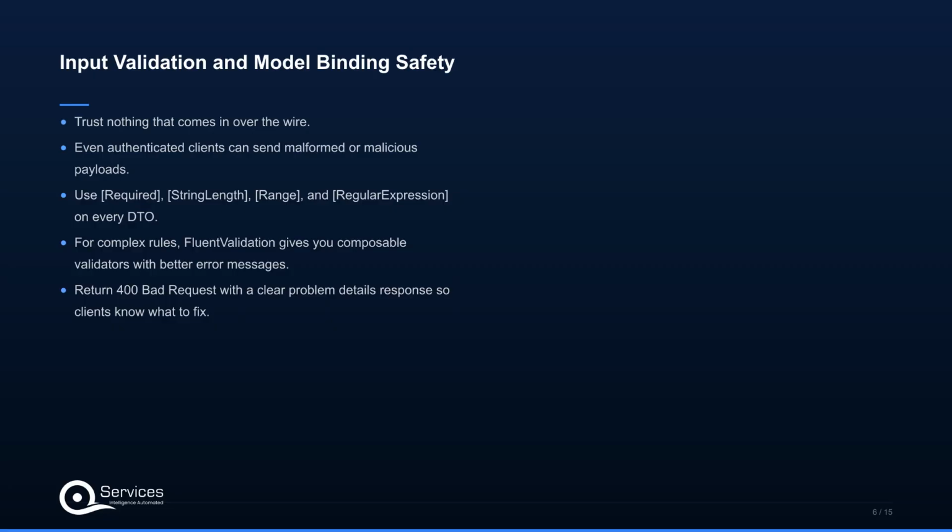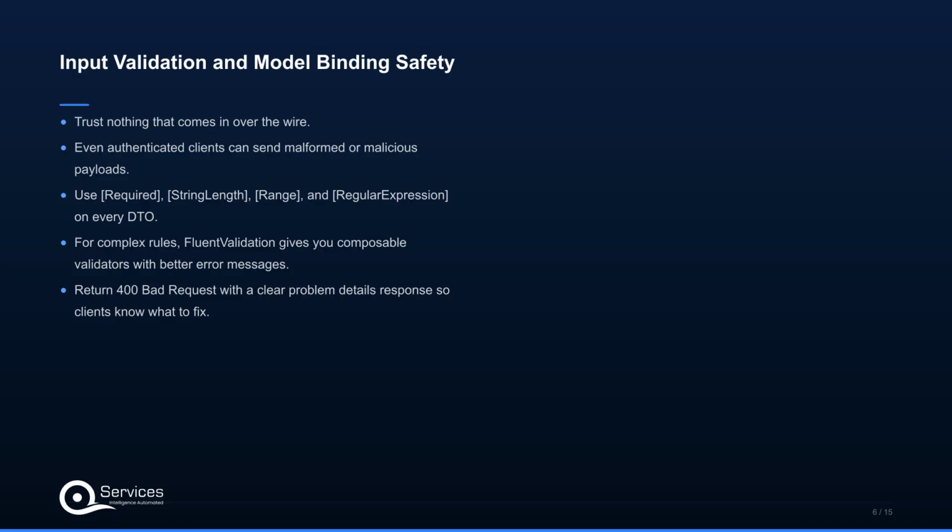Let's talk about input validation and model binding safety. Trust nothing that comes in over the wire. Even authenticated clients can send malformed or malicious payloads. Use validation attributes on every DTO. For complex rules, FluentValidation gives you composable validators with better error messages. Return a bad request with a clear problem details response so clients know what to fix.